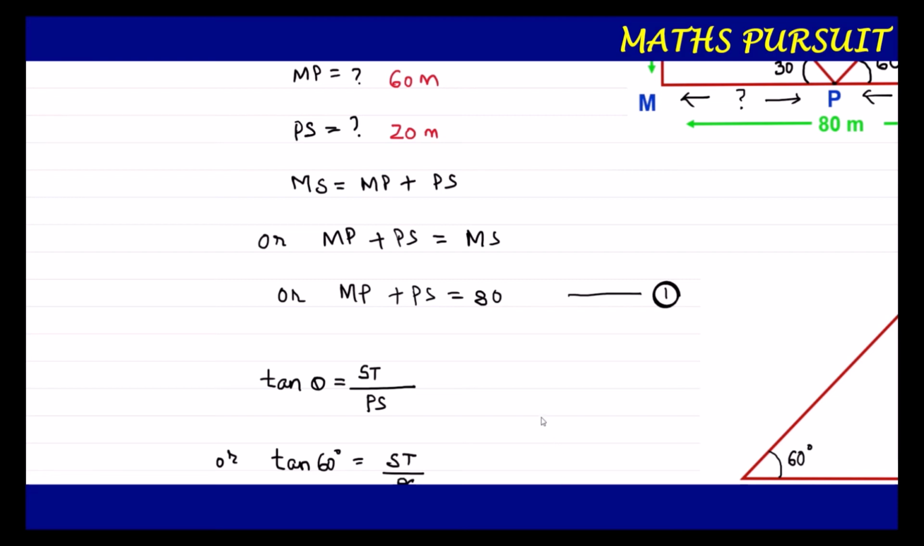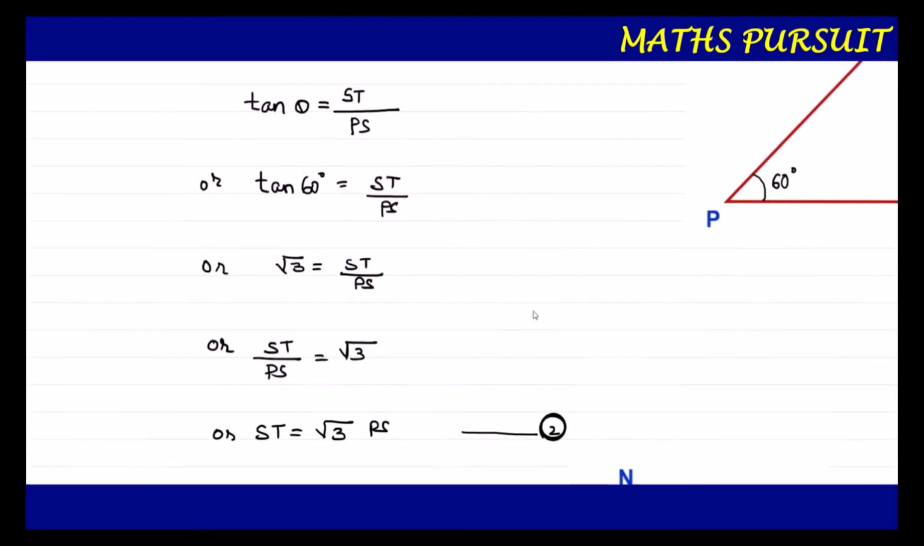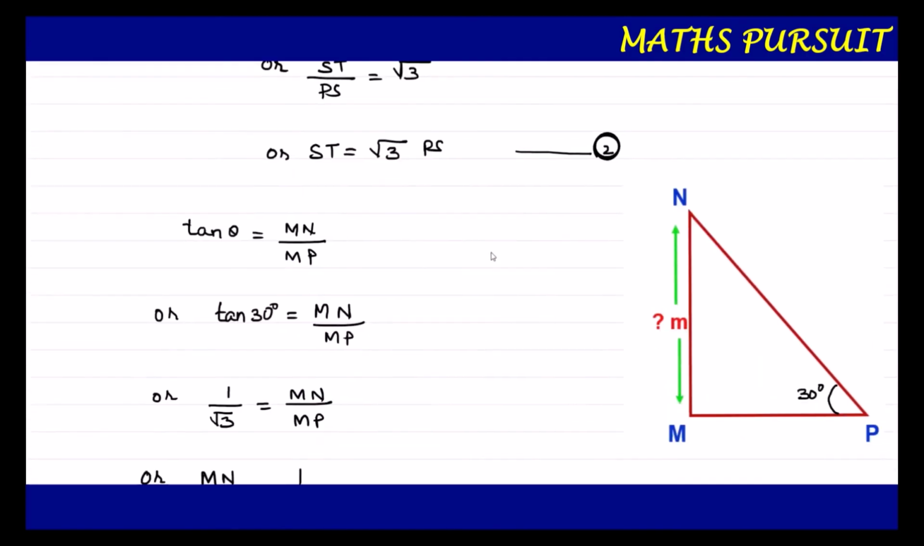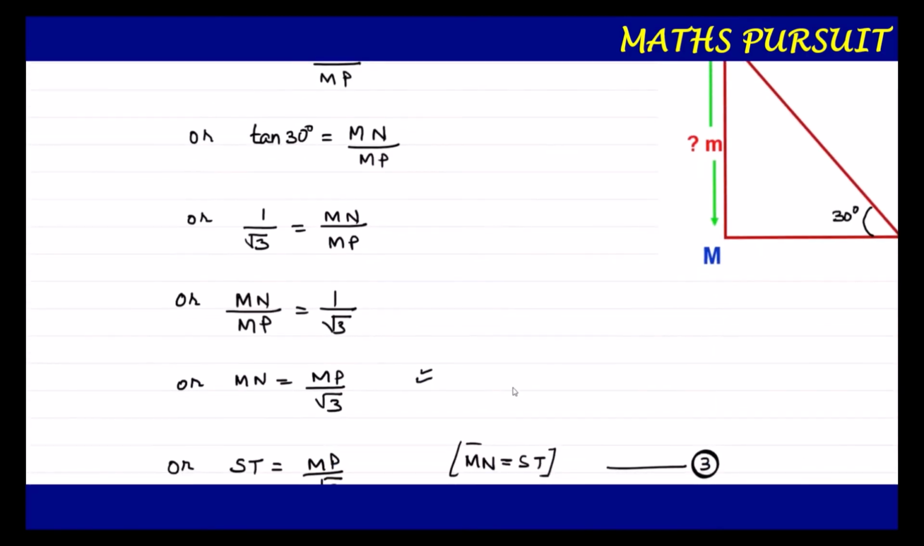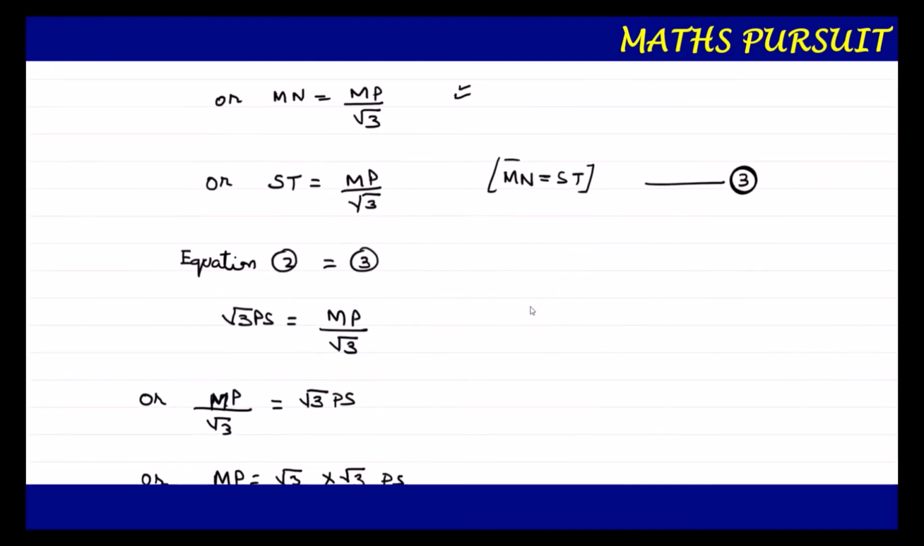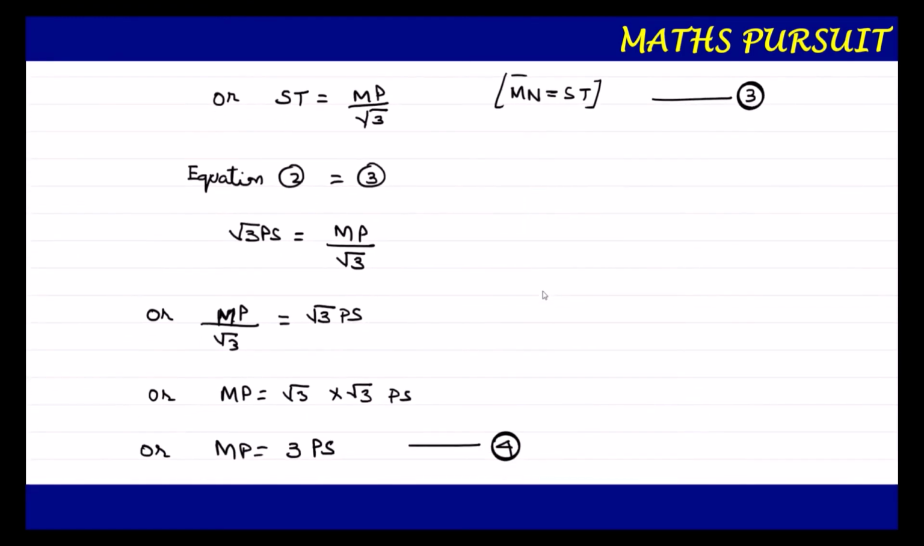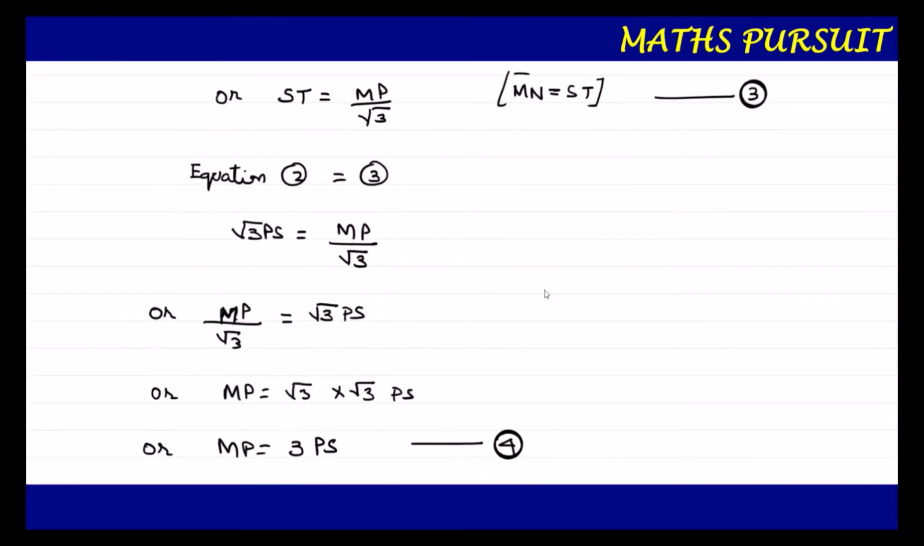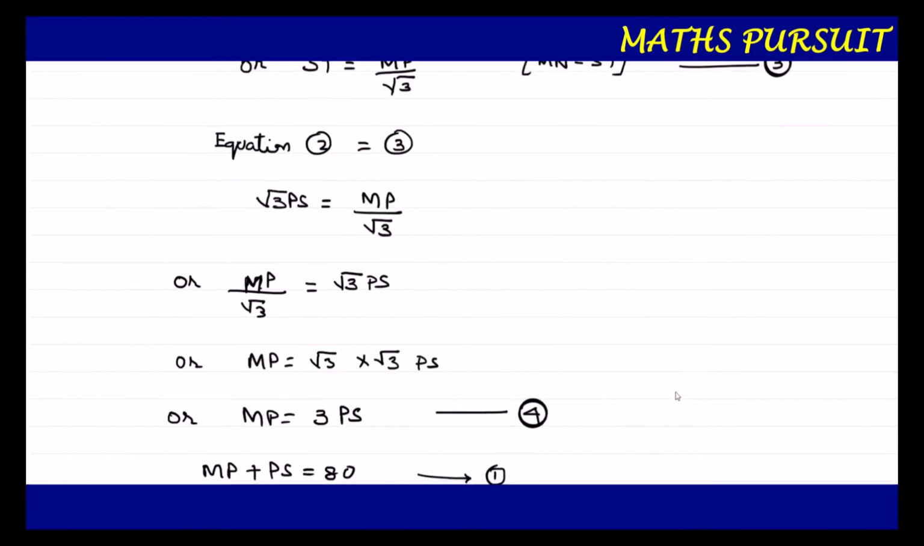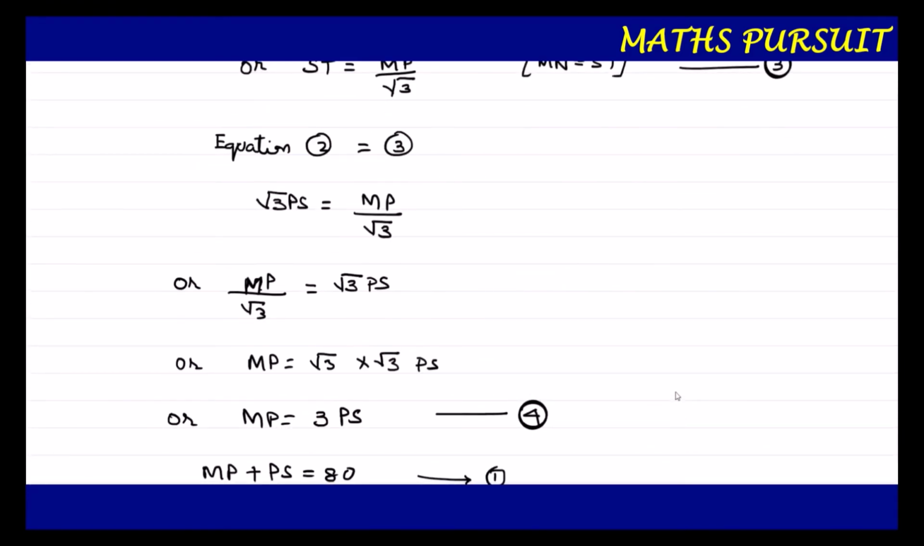Now let us move ahead and find out the other part of the answer. The other part of the question asks us to find out the height of the poles, which is now very easy. Even if you look here, in equation number 3 or any of the equations, let us focus on equation number 3. Now if we look here at equation number 3, what we got? We have ST is equal to MP upon root 3. In equation number 3, we have ST is equal to MP upon root 3.